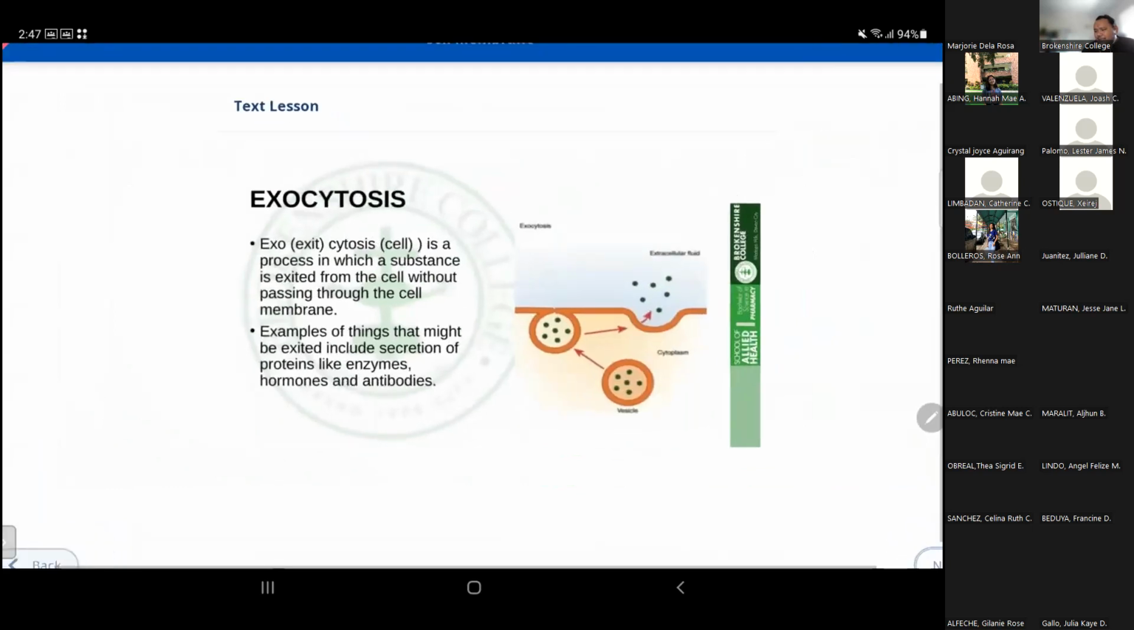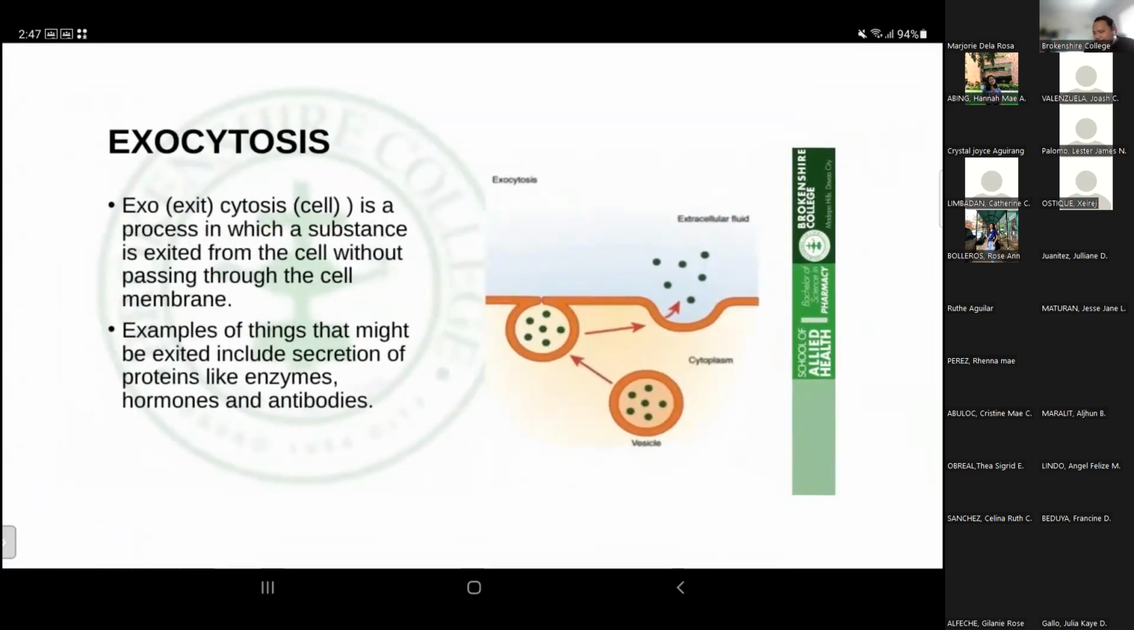So exo means exit, cytosis means cell. Exit of the cell is a process in which a substance is exited from the cell without passing through the cell membrane. Examples of these that might be exited include the secretion of proteins like enzymes, hormones, and antibodies. These proteins built by our cell, some of them should be released because they are needed by other parts of our body, or by other specialized cells.